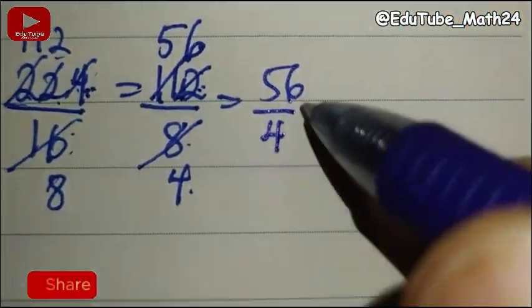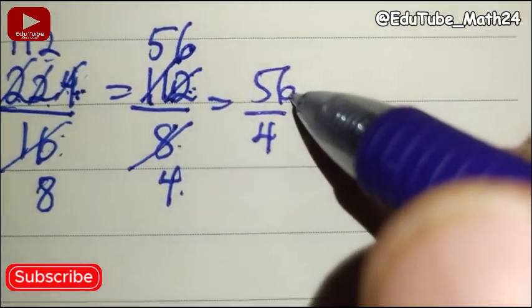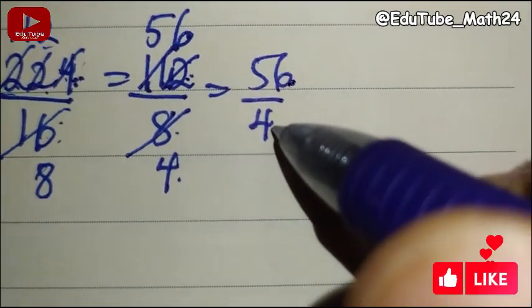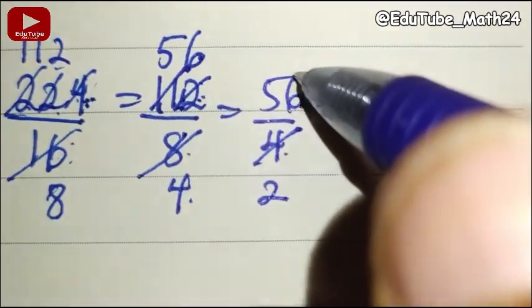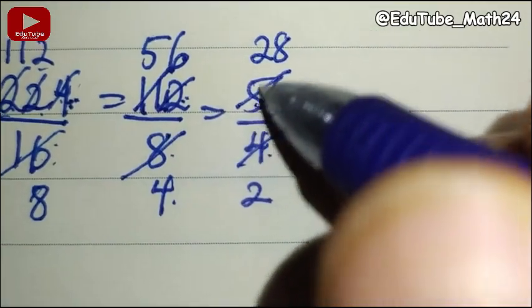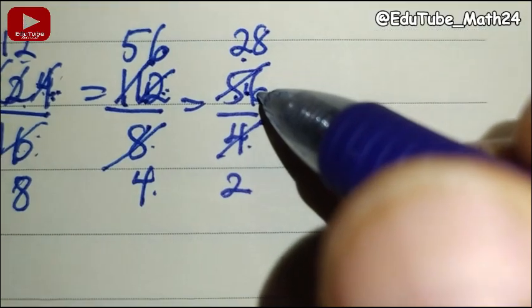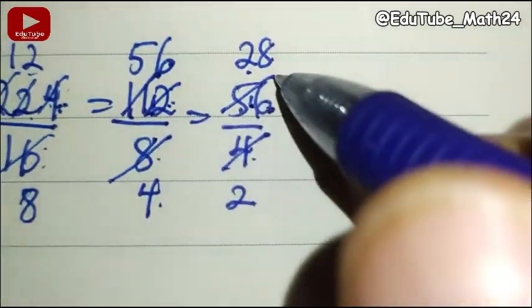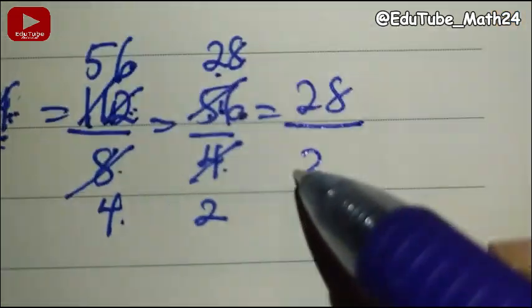56 over 4. With 6 ending 56, that makes it an even number. So that means 2 can divide 56, 2 can also divide 4. So I will say 2 in 4, that will give me 2. And then 2 in 56, that will give me 28. Because 2 in 5 is 2, remainder 1. If I join the 1 and 6 together, making it 16. So 2 in 16 is 8. So I have 28 over 2 as my new number.